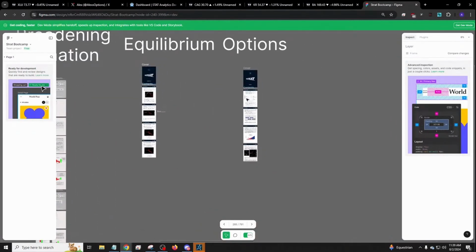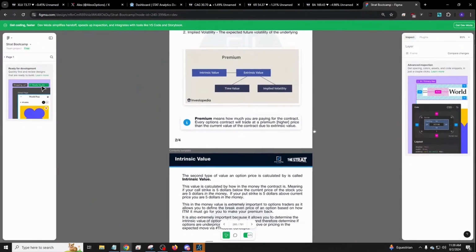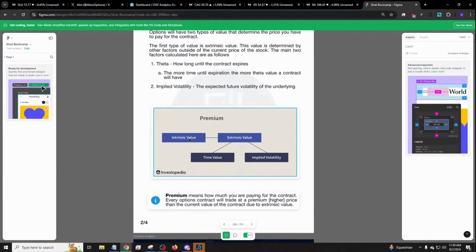But if we go in here, on options, what we're looking to do is, you have two values: intrinsic and extrinsic. The extrinsic value is the thing you're paying for. Whenever you buy an option, this is what you're paying for. You're buying how long it has till it expires and how volatile the stock is, because the more volatile it is, the more you have to pay for time.